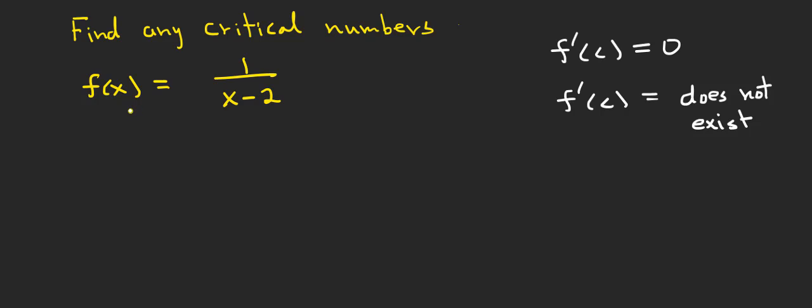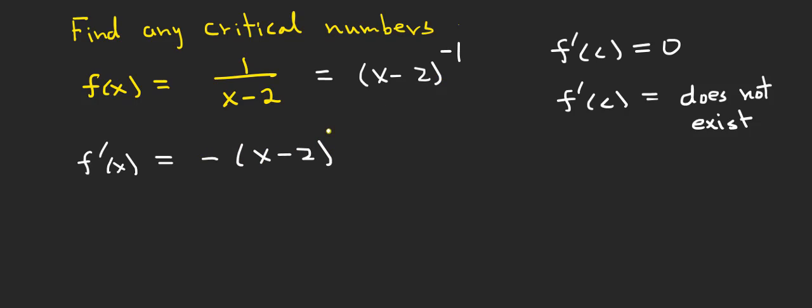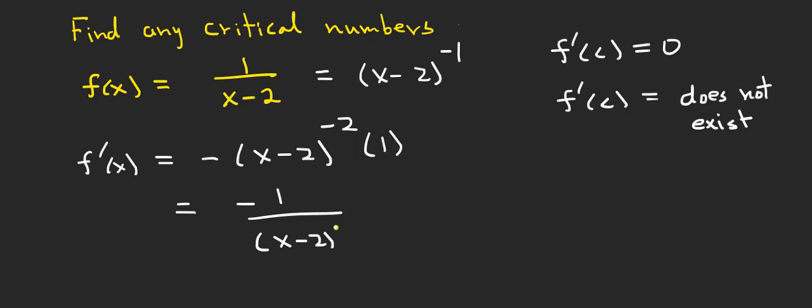And let's find the critical number for this function. In order to do that, let's find the derivative. You could use the quotient rule, but I would rewrite this as quantity x minus 2 to the negative 1. And let's find the derivative. You get negative quantity x minus 2 to the negative 2 times the derivative inside, which is just 1. And you get negative 1 over quantity x minus 2 to the second power.